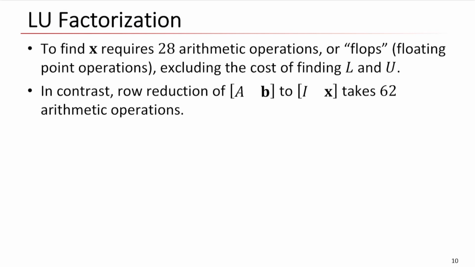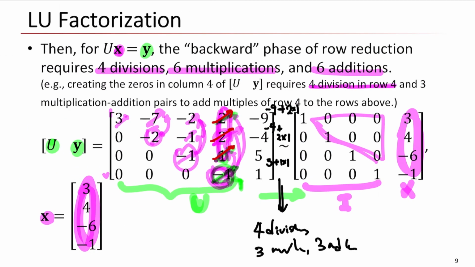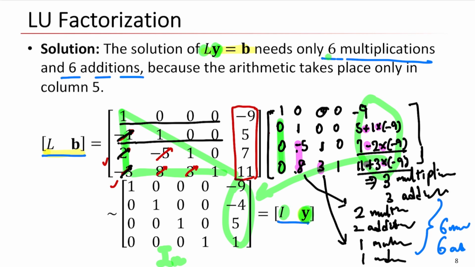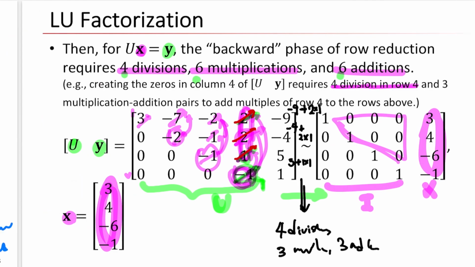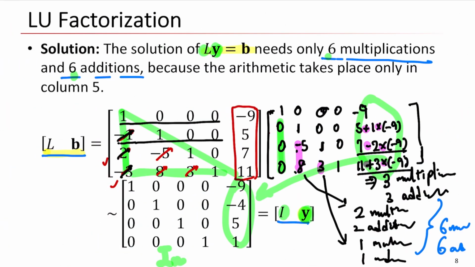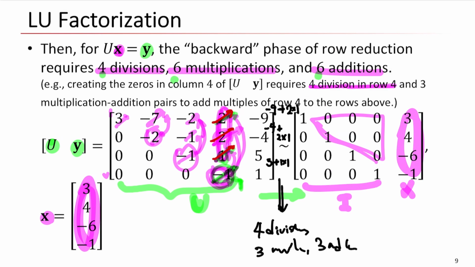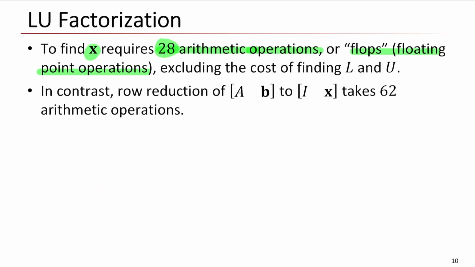So to summarize, to find the vector x, it requires 28 arithmetic operations, or floating point operations, okay? Because there is the 4, 6, 6, so it means 16, and there is the 6, 6, and 12, so it will be the 12 and 12, and what's that? 16, right? So it will be the 28 arithmetic operations if we use the LU decomposition, right?